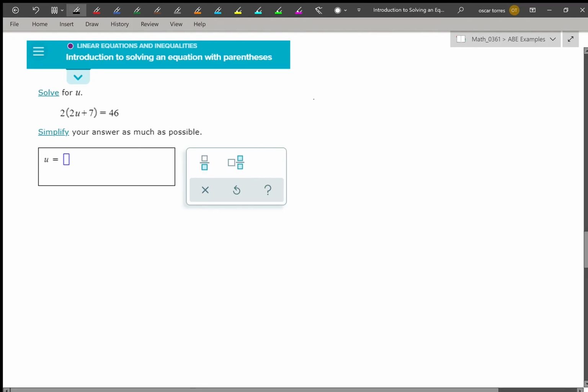For this problem, we have 2 parentheses 2u plus 7 equals 46. Our goal is to get the u by itself, but if we notice, we have a parentheses and a number off to the left of the parentheses. So we need to take this number to the left of the parentheses and multiply it out to everything inside the parentheses. So we have 2 times 2u.